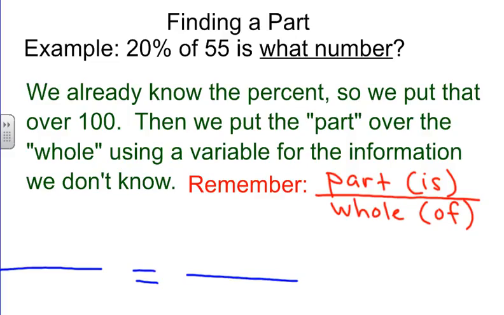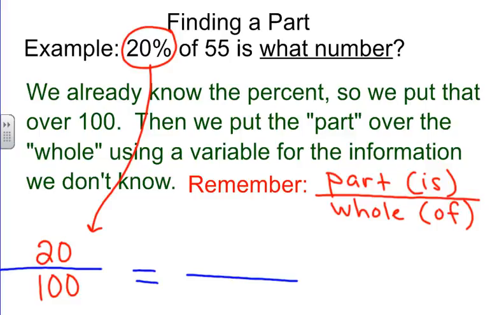Okay, now here's a problem finding a part. The example is 20% of 55 is what number? Well, what number? We don't know. That's going to be our variable. We already know the percent, so we're going to put that over 100. The other number in the sentence is 55. Is that the part or the whole?